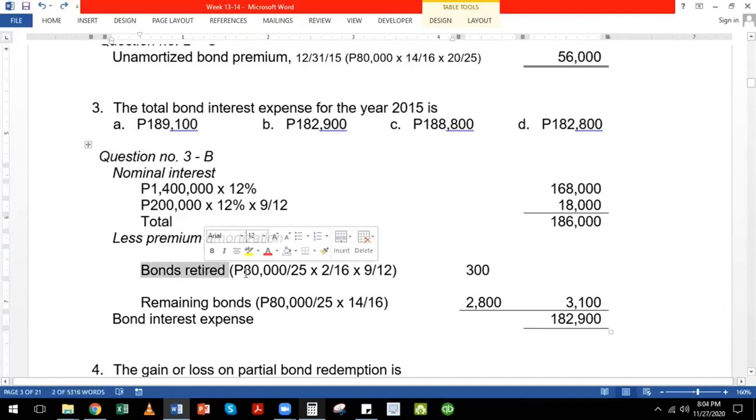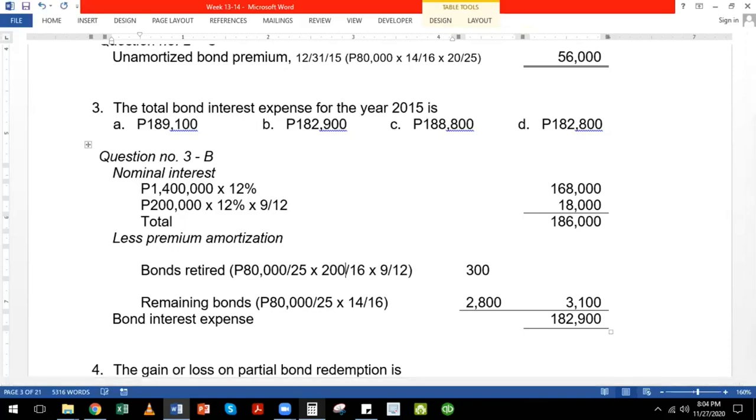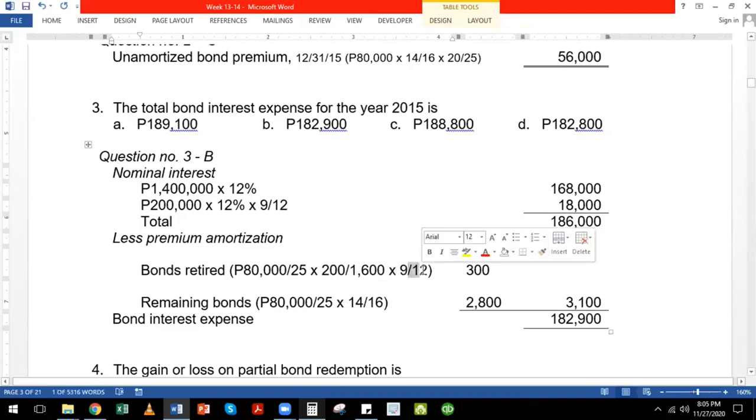So, as you can see, the bond retired is 80,000 divided by 25 years multiplied by 2 over 16. Bakit siya 2 over 16? Because this was the 200 niya. Nagbuhat na siya fraction, guys. So, 200. Mayroon siya 200 over 16. So, mao ni siya. Ang 200, di ba, ang na-retire? Okay. Divided by 16. Times 9 over 12. Bakit 9 over 12? Kasi nga, this is good for January to October na amortization. Okay? January to October na amortization. So that's why 9 over 12.